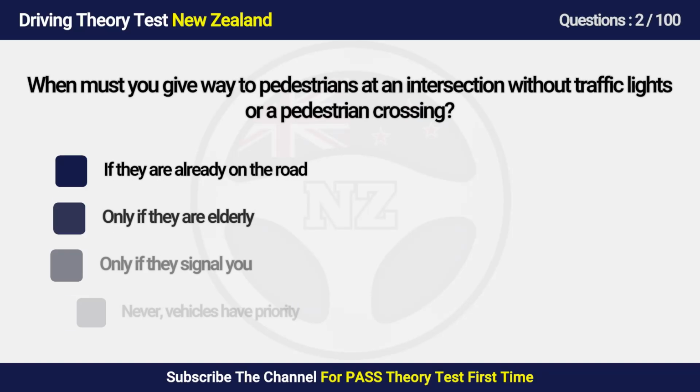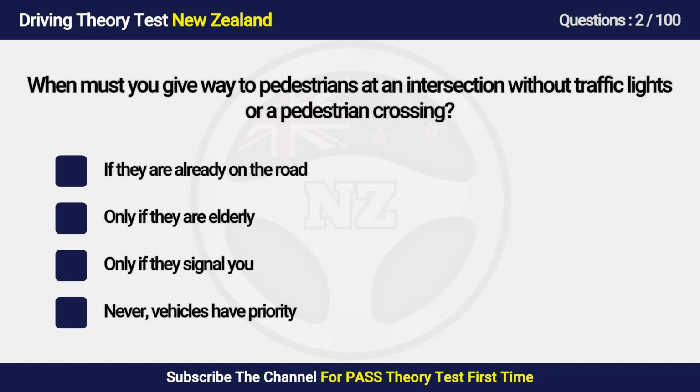Question 2. When must you give way to pedestrians at an intersection without traffic lights or a pedestrian crossing? A. If they are already on the road. B. Only if they are elderly. C. Only if they signal you. D. Never. Vehicles have priority.